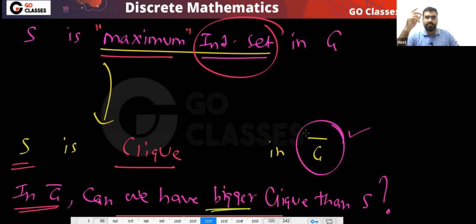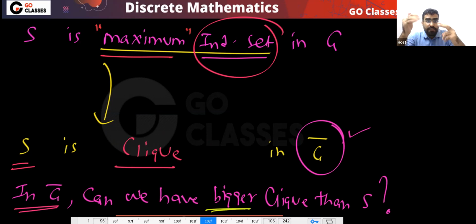The idea is like this. In graph G, you have the maximum, the largest independent set. Independent set means pairwise non-adjacent. So in G complement, they will become pairwise adjacent, so they will become a clique. Now in G complement, this S is a clique. But in G complement, can we have a bigger clique?